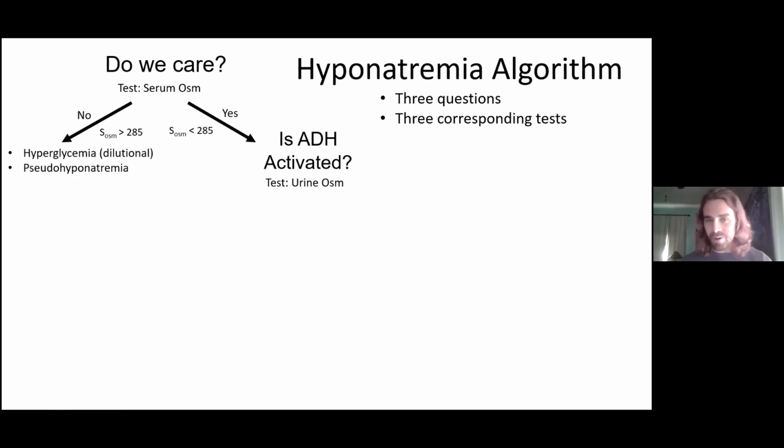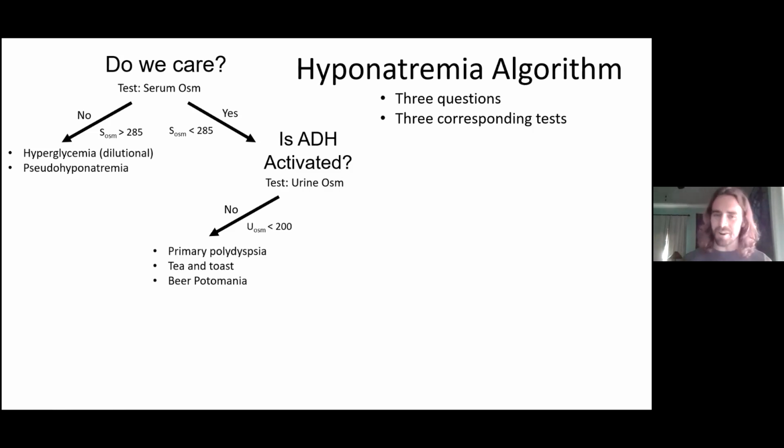And so the test that we run to see if ADH is activated is the urine osms. We will briefly mention that when you check urine osms, if the urine osms are low, this is a really interesting set of conditions that we're going to spend quite a bit of time talking about later. But essentially, ADH isn't activated, so the kidneys are doing their very best to get rid of all the free water that's being ingested, but they can't for whatever reason. And we'll come back to this in a little bit.